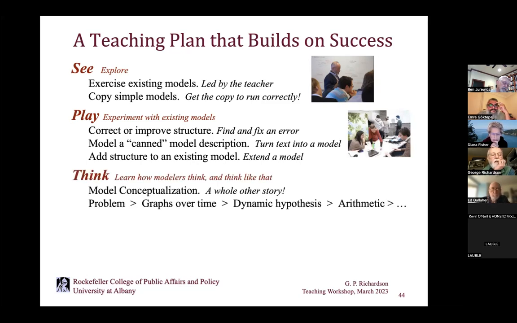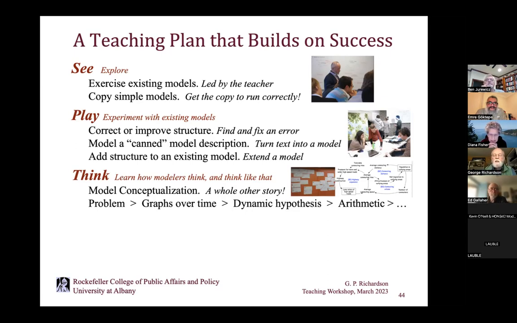Think is the third category. Learn how modelers think and think like that. That's actually model conceptualization. It's a whole other story. If Diana invites me again, I'll try to talk about that at this same level. But certainly it involves having a problem, sketching graphs over time, inventing simple feedback loops that we call the dynamic hypothesis, trying to get arithmetic right in a model, and so on.